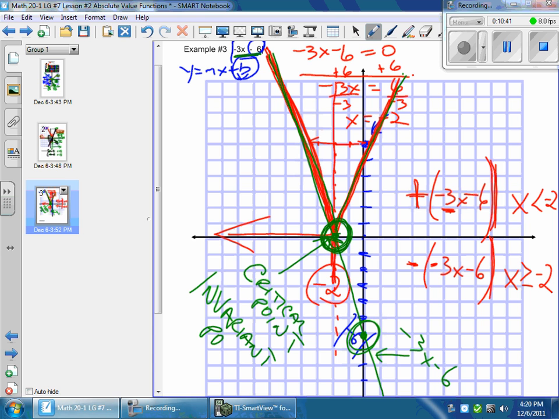All right, so now we've done a couple of real simple examples. Let's see if we can complicate this a little bit more.